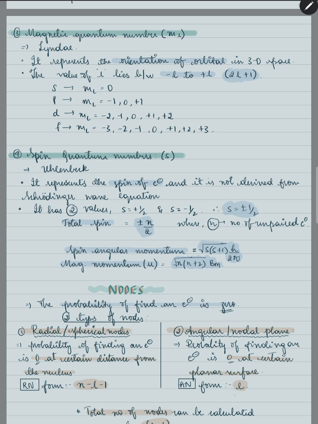The angular node formula is L, and for radial nodes it is n minus L minus 1. N is the principal quantum number, and L is the azimuthal quantum number. And if you want to calculate the total number of nodes, then just use n minus 1. It's so simple, but you are going to forget.